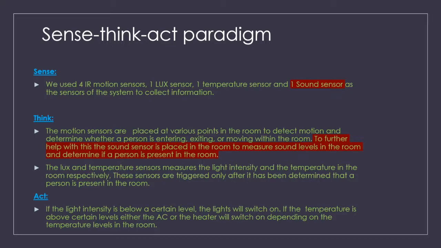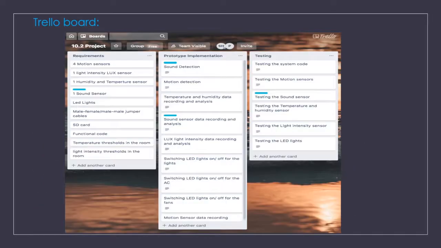After it has been determined that motion is present inside the room, the acting part comes into play. If the light intensity measured by the lux sensor is below a certain level, the lights will switch on. If the temperature is between certain levels, either the AC or the heater will switch on depending on the temperature levels in the room. Now moving on to the Trello board.